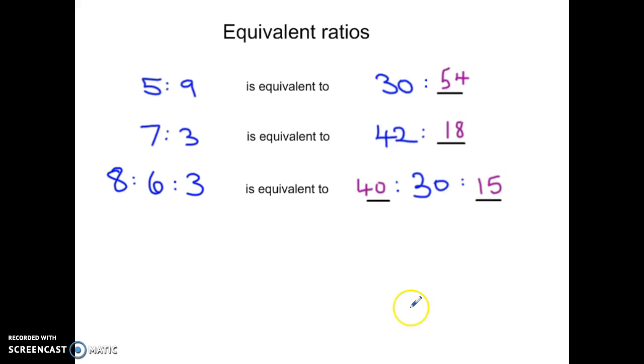So that's it. If you've managed to take all that in, that's pretty much all you need for foundation level simplifying ratios and equivalent ratios.